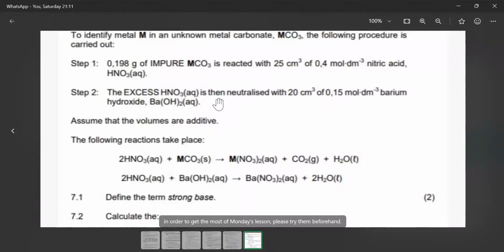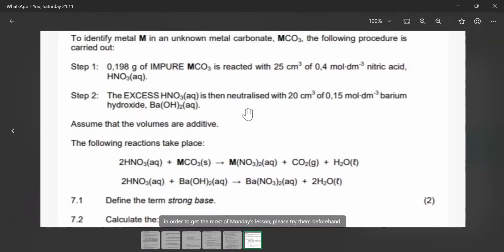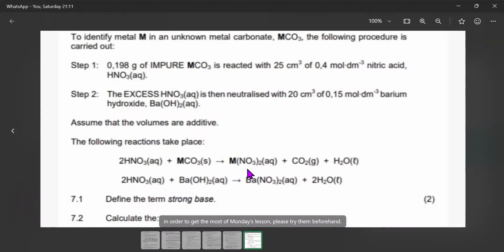It's what we call a back titration in grade 11. Yes, there was a 10-mark question that we did with the grade 11s for back titration. So it's the same thing. Now, what do I mean by back titration? I mean that you are reacting 2 reactants, and one of those reactants is in excess. It remains after the reaction is finished. Then you don't want it to remain. You just take it and you react it with something else. So yes, it's back titration.